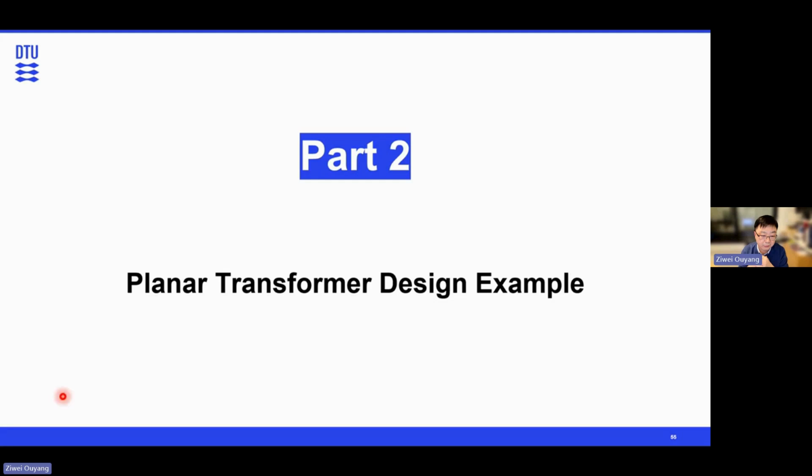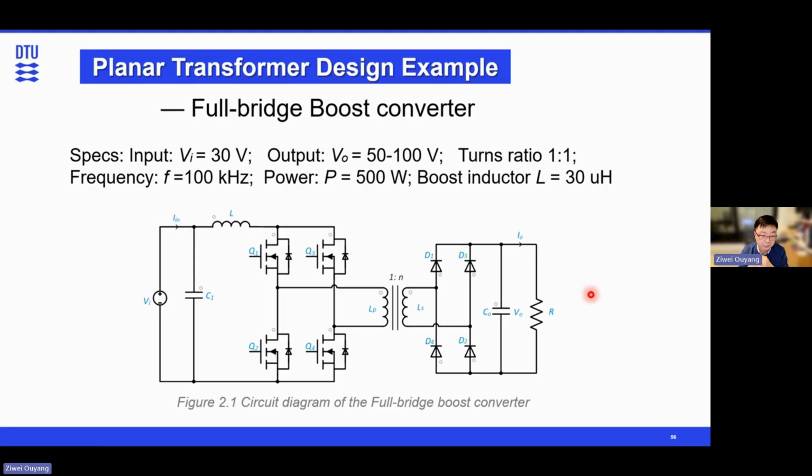The second part will be planar transformer design examples, step by step. I'm going to use a full bridge boost converter. The input voltage is 30 volts and the output voltage varies from 50 to 100 volts. The turns ratio is 1:1, and the frequency I'm using is 100 kilohertz, for example here. The power is 500 watts. The boost inductor is 30 microhenry. This figure shows the circuit diagram.